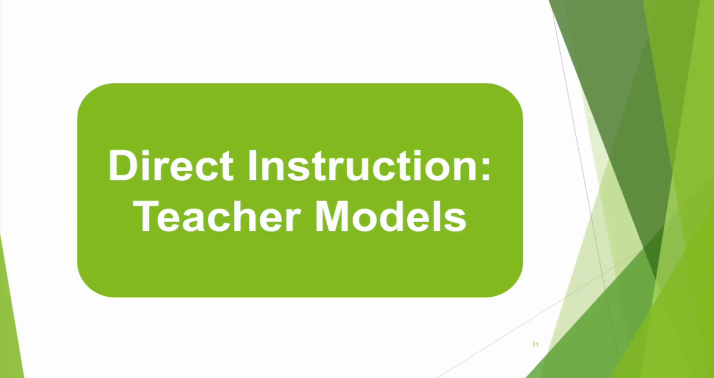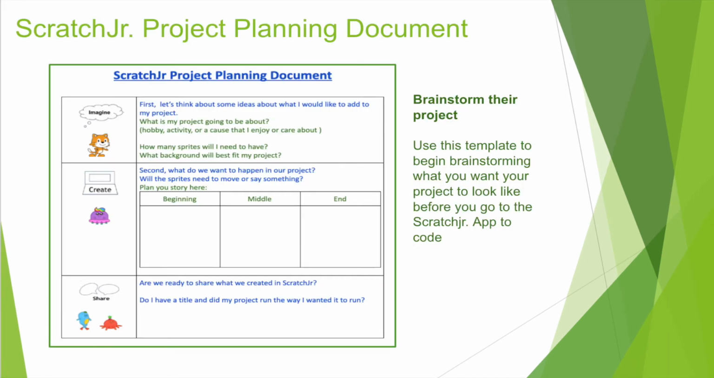In this part of the lesson, students will be given time to brainstorm and plan their project before students begin by going to the ScratchJr app to code. This is a planning document for students to fill out as a class or individually to plan out what their project will look like. You should model how to make a copy of the document and show how to complete the planning document.